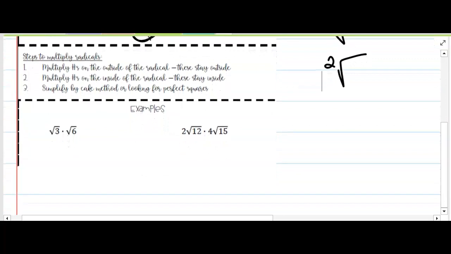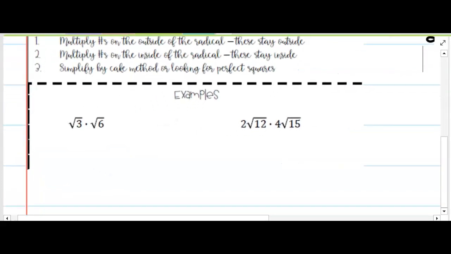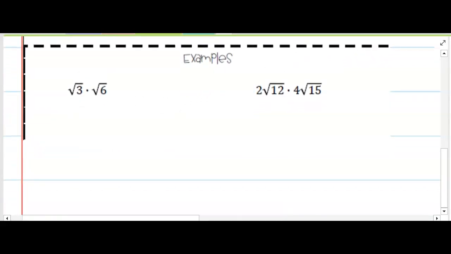So here's how we're going to multiply radicals. Three steps. First, whenever you're multiplying two radicals together, you're going to multiply the numbers on the outside of the radical, and they're going to stay on the outside of the radical. And you're going to multiply the numbers on the inside of the radical. They're going to stay on the inside of the radical. And then finally, you're going to simplify by the cake method or by looking for perfect square factors, just like we did yesterday. So this, like I mentioned, is really pretty simple.